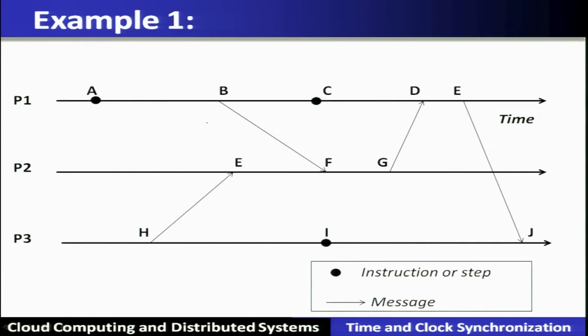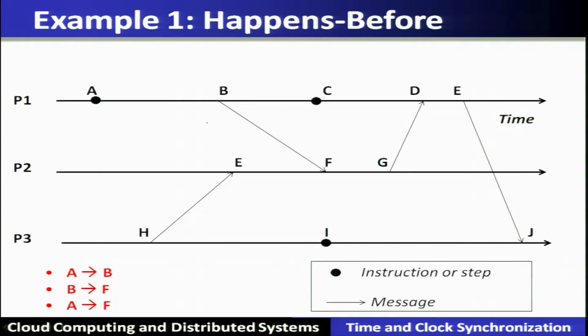Let us see this through a running example. Here we have P1, P2, P3. P1 has the events A, B, C, D, E, where A is an internal event, B is a send of a message, and F is the receive of that message at process P2. Similarly, event J is the receive of a message from P1 at P3. Let us see that A has happened before B. This we can get through the timing of the internal clock. Why? Because A and B are internal events, hence the time of A is less than the time of B. So, it follows the A happened before B relation.